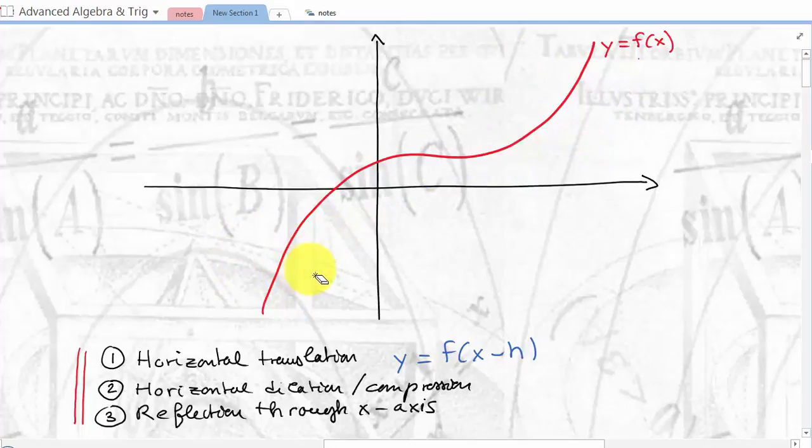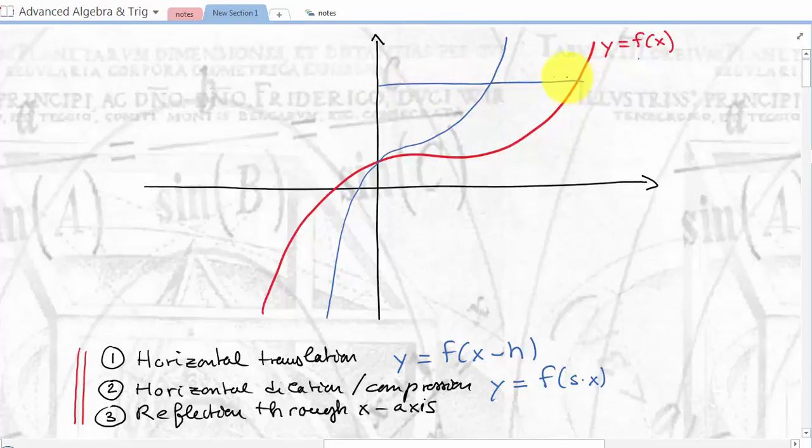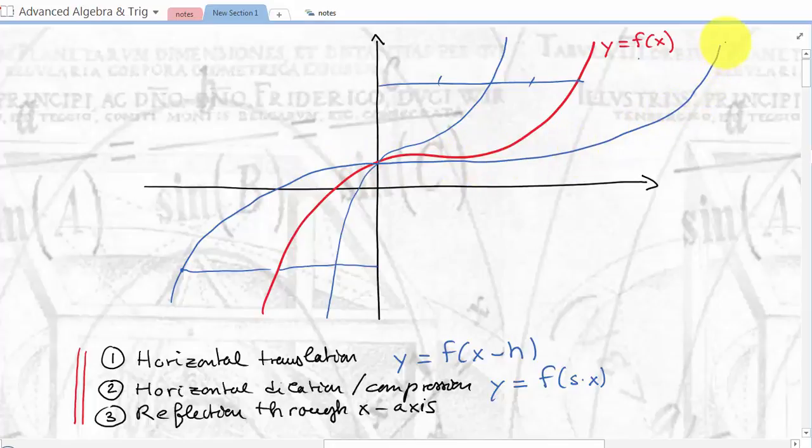The second type of transformation we've seen was a horizontal dilation or compression. They look like this on the function, f of s times x. A compression will look like this. For example, you take an x length right here and you divide it by 2. That would be a compression by a factor of 2. A dilation would look like this: I'm going to take an x length and multiply it by 2. You stretch the graph. So these are two types of dilation and compression.